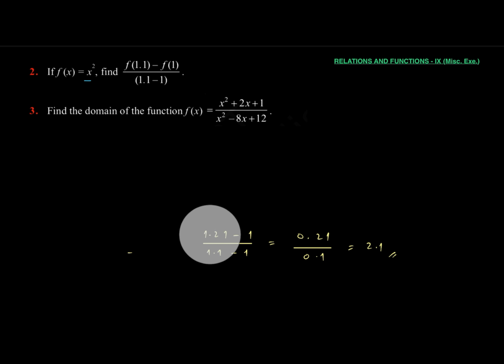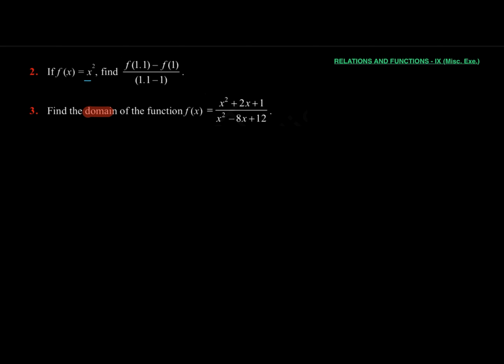Towards question number 3. Question number 3 is find the domain of the function x squared plus 2 times x plus 1 whole divided by x squared minus 8 times x plus 12. So this is question number 3. Here the given function is f of x equal to x squared plus 2 times x plus 1 whole divided by x squared minus 8 times x plus 12.